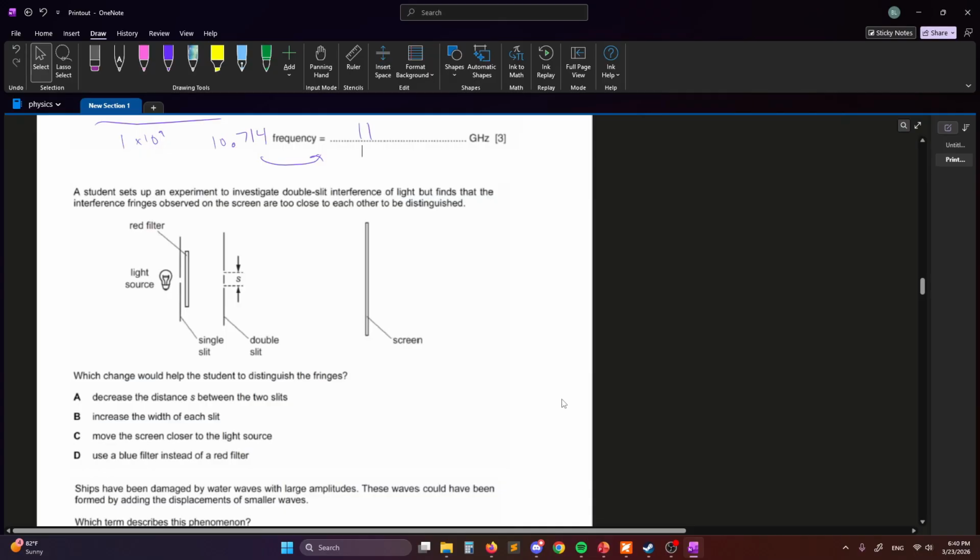A student sets up an experiment to investigate the double-slit interference of light, but finds the interference fringes observed on the screen are too close to each other to be distinguished. Which change would help the student distinguish the fringes?